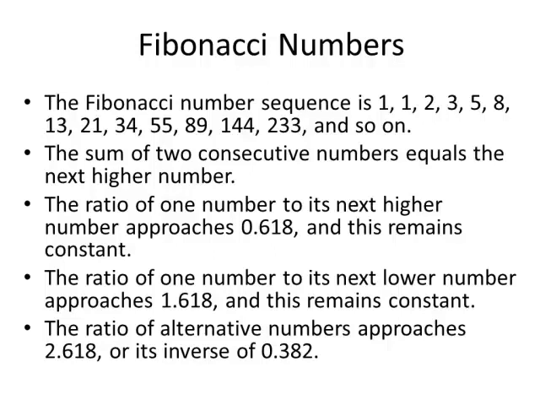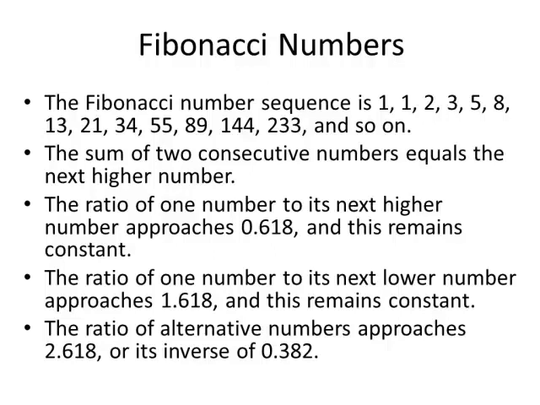And just like that, the ratio of one number to its next lowest number will approach 1.618. So if we take the same two numbers and do the ratio the other way, right? Let's say we took 55 and 89. If we did the ratio of 55 to 89, this would be 0.618. If we did 89 to 55, this would be 1.618. So that is also the Fibonacci ratio.